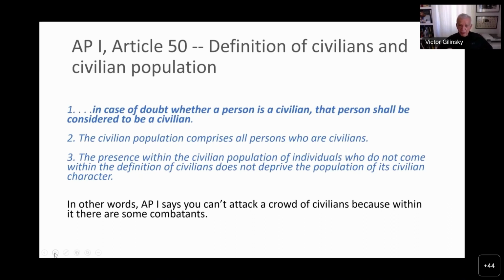So in other words, what this treaty is saying is that you can't attack a crowd of civilians because within it, there are some combatants. Now that's pretty important. Next slide, please.